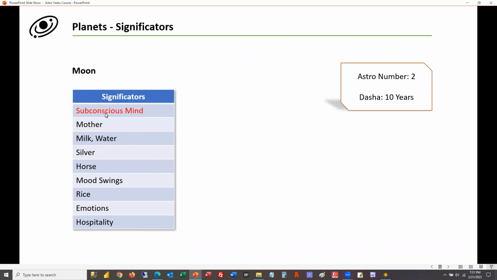The first item that I have highlighted here in red is what you need to understand. This is the first thing that should come to your mind. When I say moon, it is either mind or subconscious mind. People generally use it interchangeably, but it actually means subconscious mind.